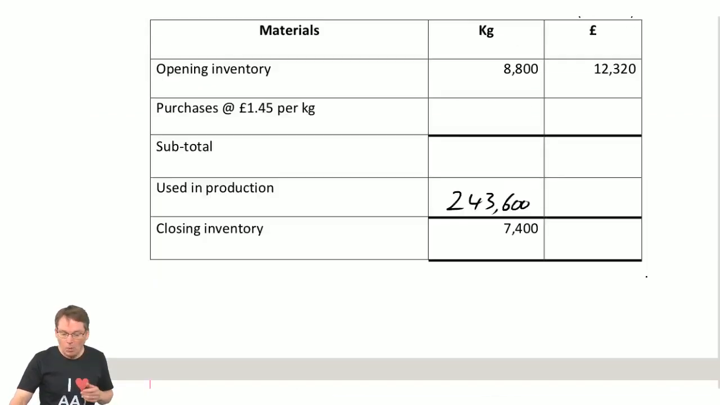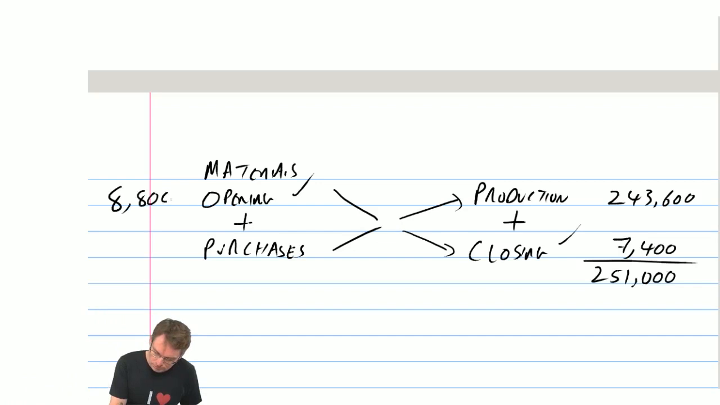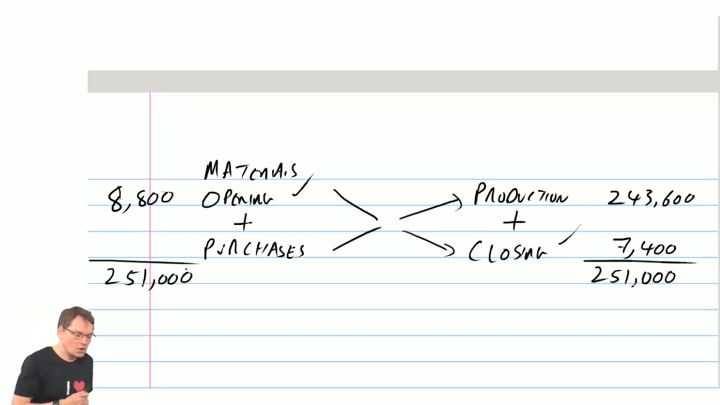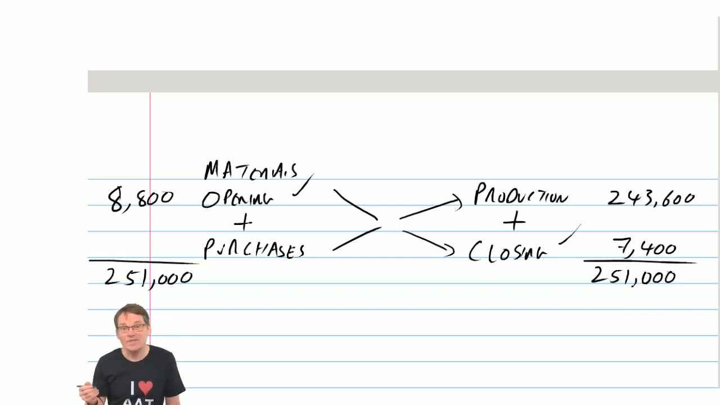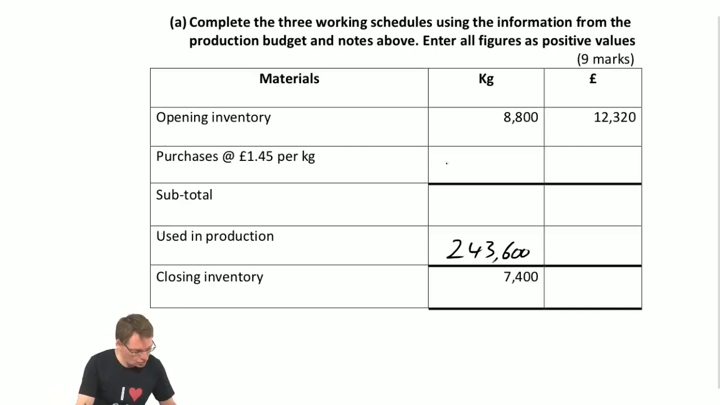Now, where did they come from? Well, I know that 8,800 were there at the beginning. Somehow, I needed to have got 251,000. Well, some were there at the beginning. Where did the rest come from? Well, I must have bought them. So the purchases must be the balancing figure. The purchases must be whatever number makes that correct. 8,800 plus something equals 251,000. Well, that means that your purchases must be 242,200.